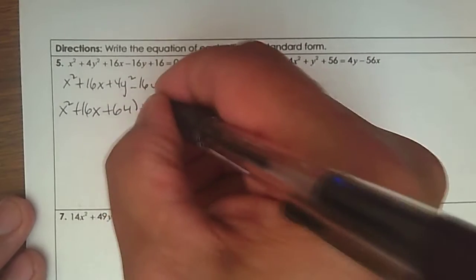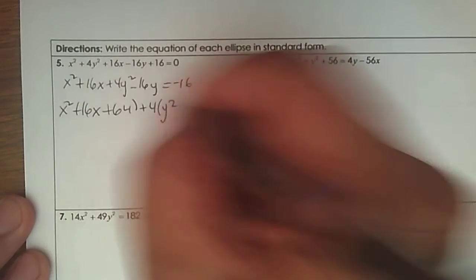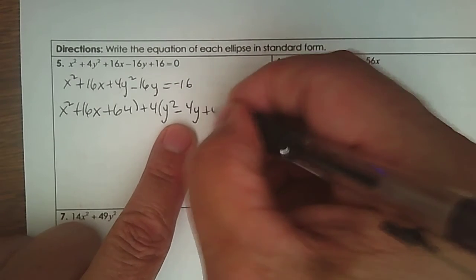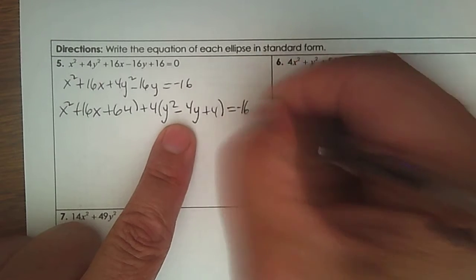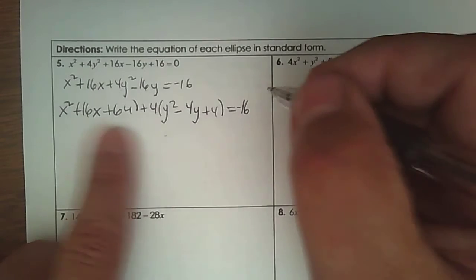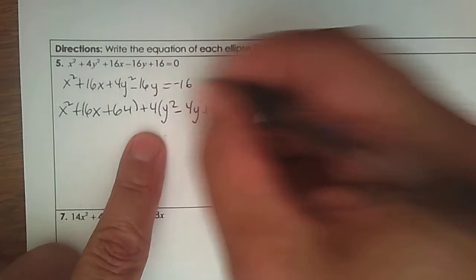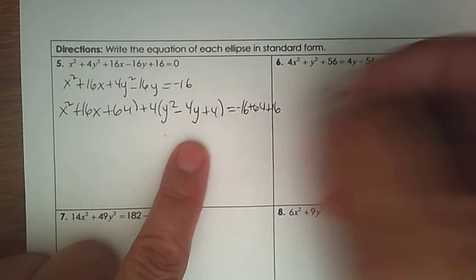For the y, I have to factor first. So 4 goes into 16 4 times. Now that number you divide by 2 and square. Now what are the numbers we're going to add to the other side? So we're going to add 64. And then 4 times 4, we're going to add 16.